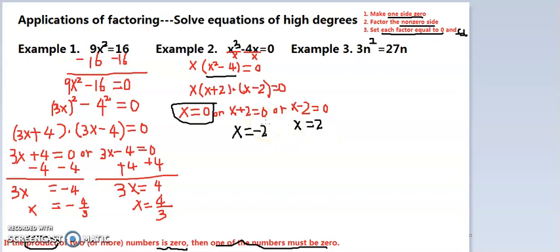And now let's look at the last example. Again, following the first step, we're supposed to get one side equal to 0. So let's subtract 27n, to make the right side 0. If you want to make the left side 0, you can also do that. So we subtract 27n. Notice 27n minus 27n will become 0n, which is just a 0, because 0 times n is 0. Bring down the equal sign.